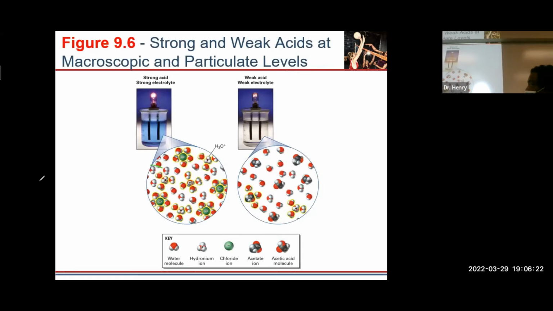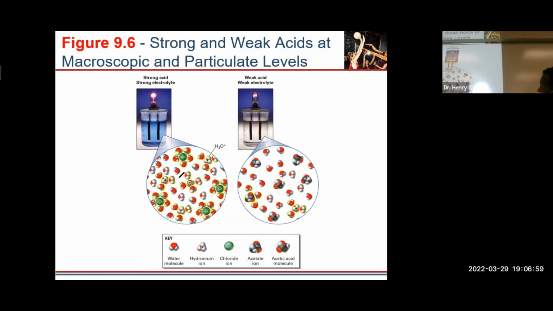Okay, so here's an example of hydrochloric acid. Hydrochloric acid is a strong acid. It completely ionizes. So if you take a look, that's the chloride ion, and then this is the hydronium ion. So all of the hydrochloric acid has completely dissociated. So you've got plus and minus charges throughout the entire solution.